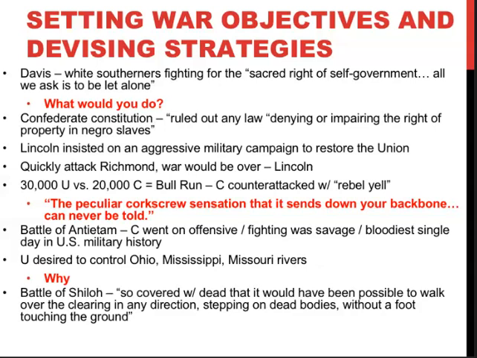The Battle of Shiloh, so covered with dead that it would have been possible to walk over the clearing in any direction, stepping on dead bodies without a foot touching the ground. Everywhere you looked, everywhere you went during the Civil War, there were bodies.